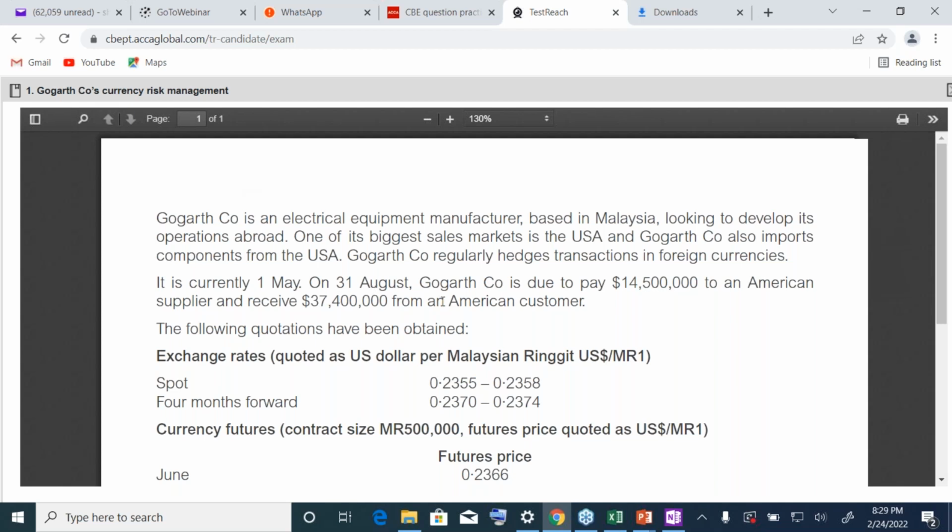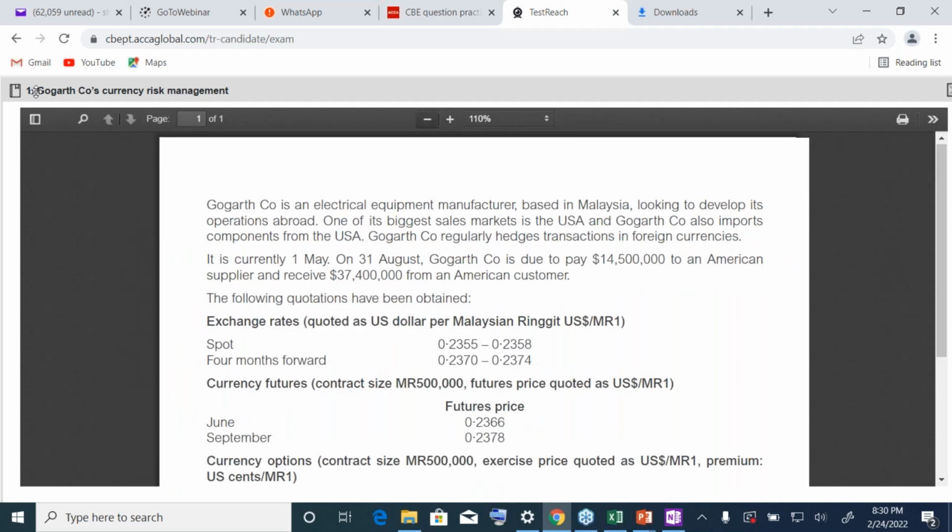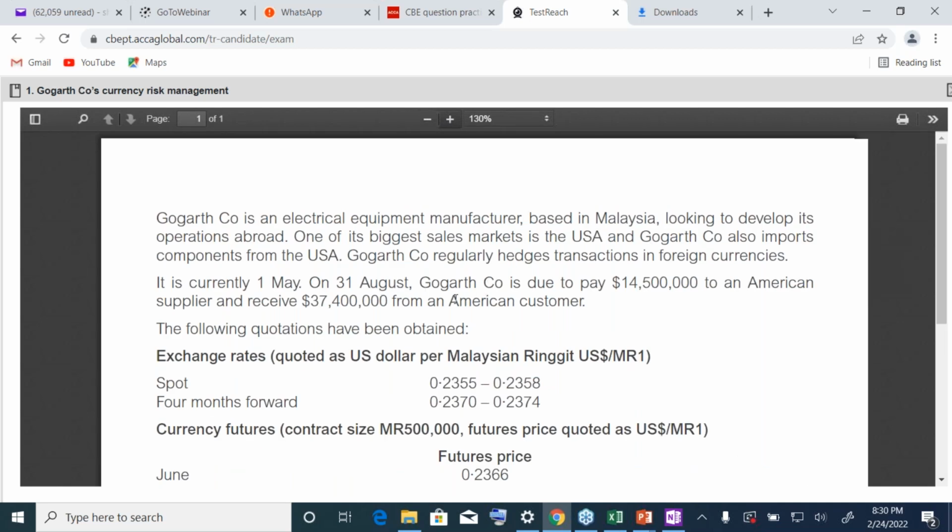On 31st August, G company is due to pay 14.5 million. Due to pay means you have to pay. And it will receive 37.4 million from the American customer. So you are going to receive 37.4 million, and you are also going to pay 14.5 million. So payment is 14.5 million, receipt is 37.4 million. So it's a case of net receipt.